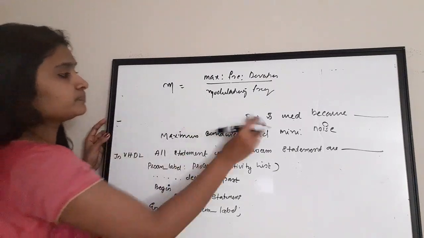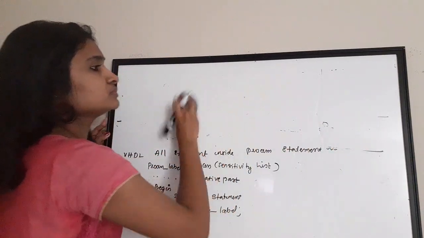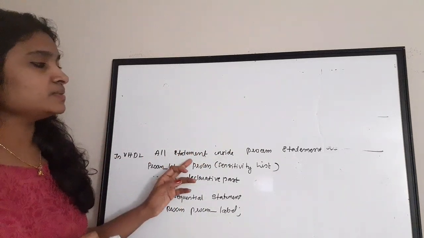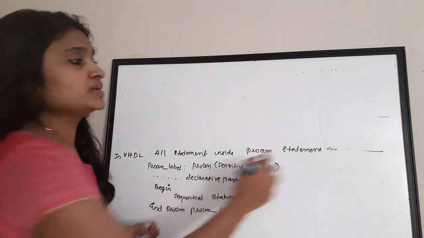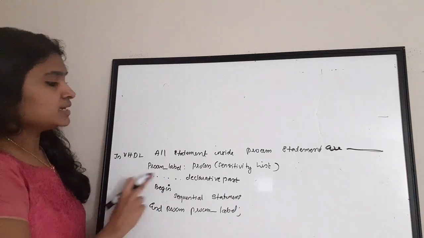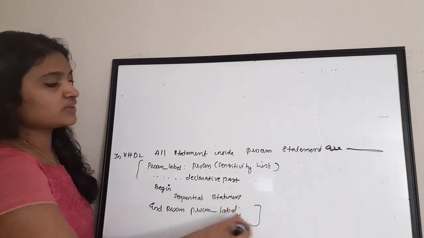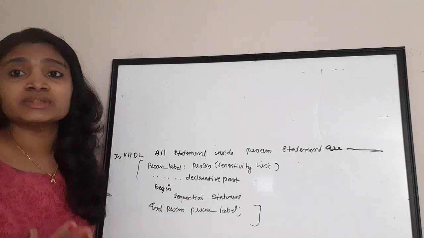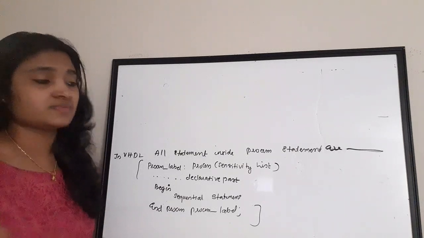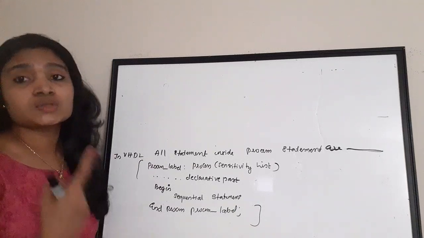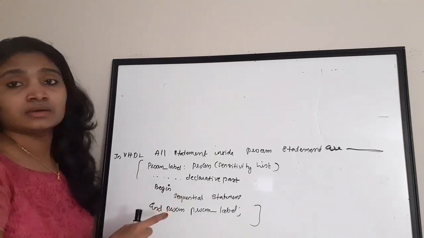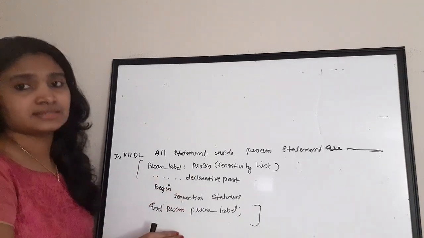Next question. In VHDL, all statements inside process statement are dash. The options are concurrent, sequential, likewise. So I have given the general syntax of writing a process. We have already started with the classes of VHDL. We have done the first part in which we have discussed the entity, architecture and everything. So this is about the process statement which we write in a VHDL program. So in process, how we write the process, the syntax is like this.